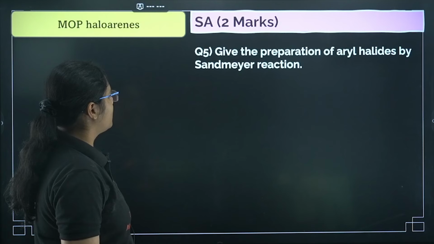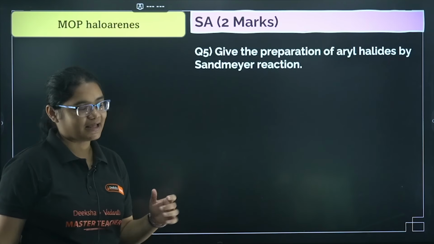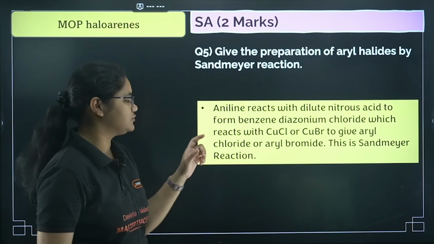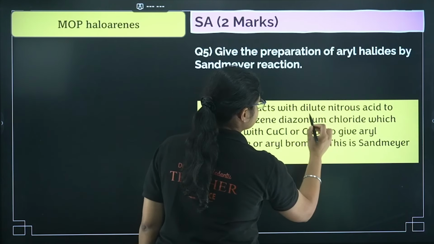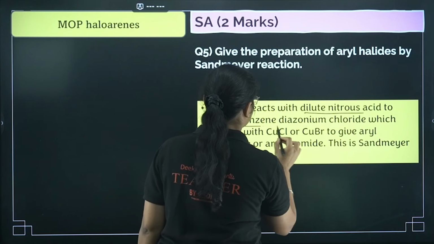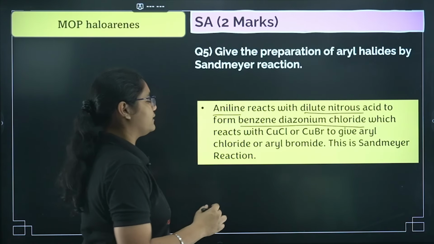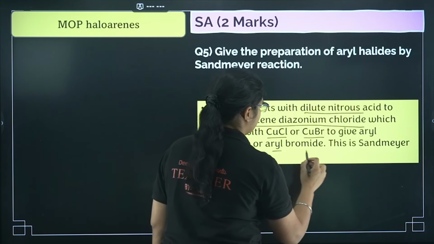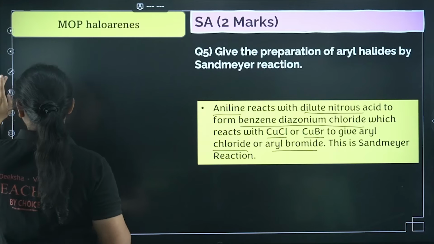Next, we have question number 5. Give the preparation of aryl halides by Sandmeyer reaction. Okay, so what is the Sandmeyer reaction? In Sandmeyer reaction, first of all, aniline is taken and it is reacted with nitrous acid to give benzene diazonium chloride. Okay, now this benzene diazonium chloride can react with CuCl or CuBr to give you aryl chloride or aryl bromide, and this reaction is called Sandmeyer reaction.